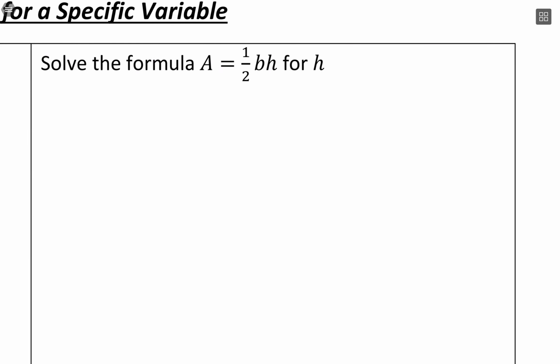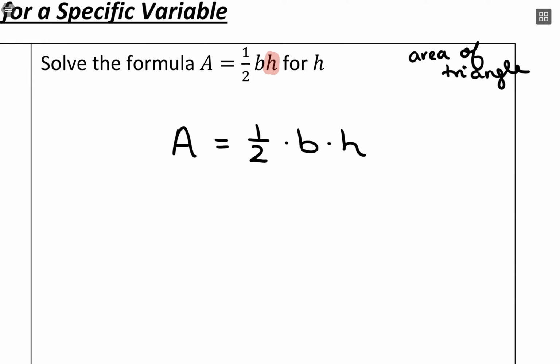Let's look at doing this with this formula. This is actually the area of a triangle formula, just in case you were curious where this came from. And we want to solve for h. Now, with this one, area equals 1/2 times base times height. And we have a fraction in here. So the idea is similar to what we did for solving equations with fractions, is that we want to multiply everything by the least common denominator, which in this case would be just that one denominator of 2.